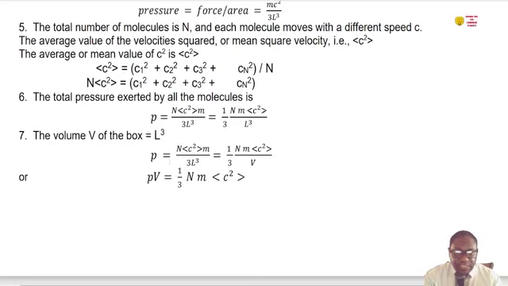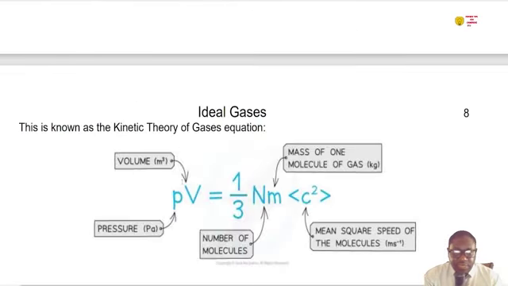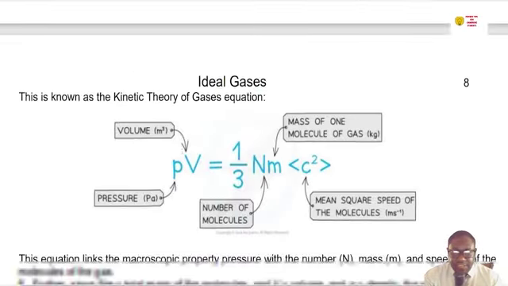So I'm going to get 1/3 Nm over V c squared. Then taking V to the other side, it's going to be PV is equal to 1/3 Nm c squared. This is known as the kinetic theory of gas equation.